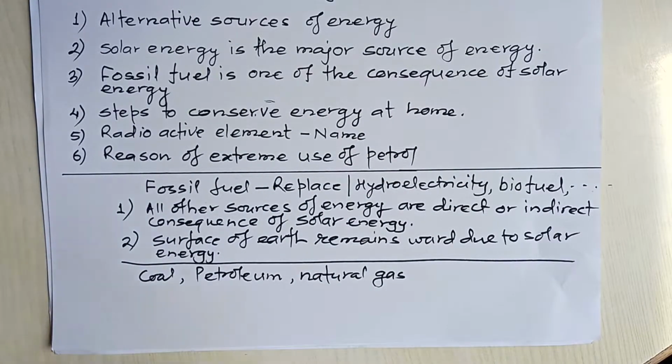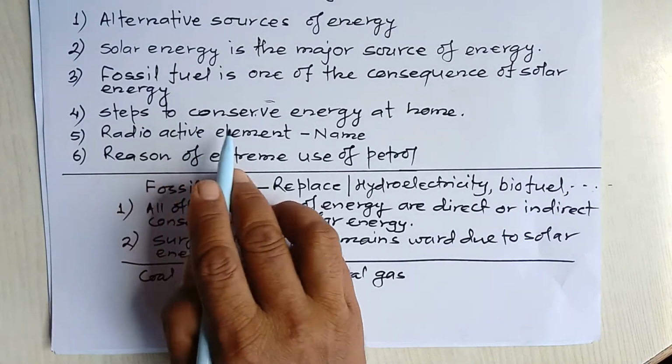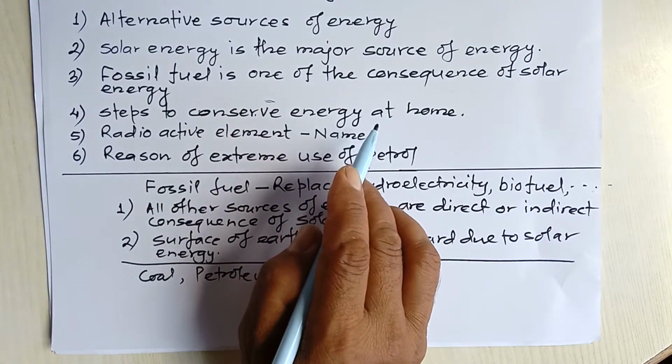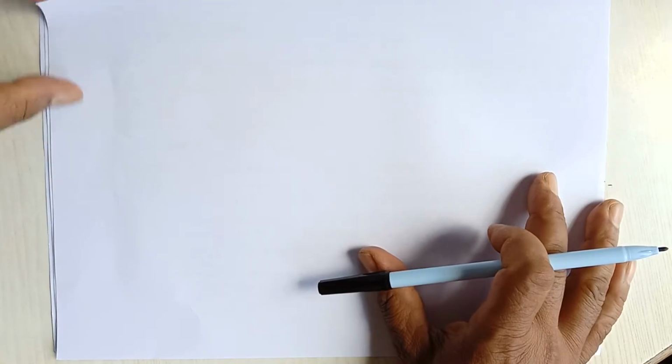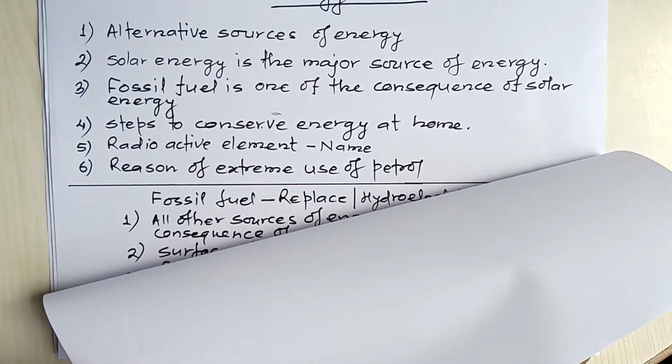Now let's talk about the fourth point. Steps to conserve energy at home. What is the meaning of this? How can we conserve energy at the national level, international level, and by scientific method? That is another matter. But now we are talking about how can we conserve energy at home. What sort of method can be used to conserve energy at home? We can say this way.